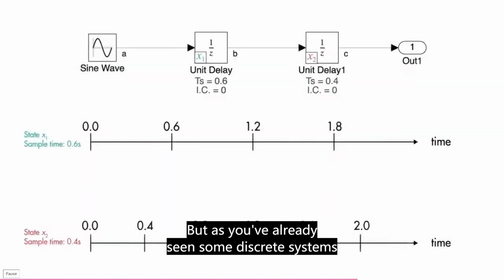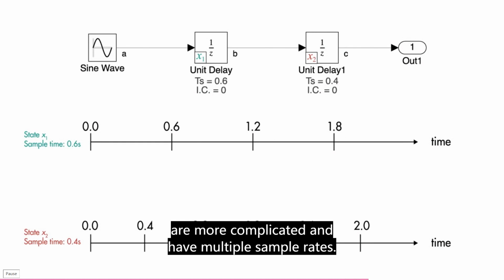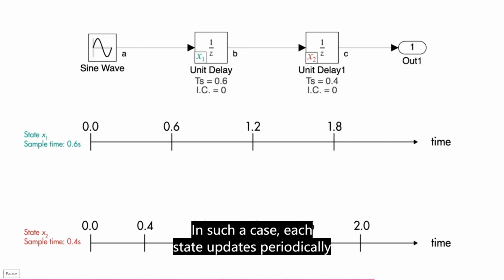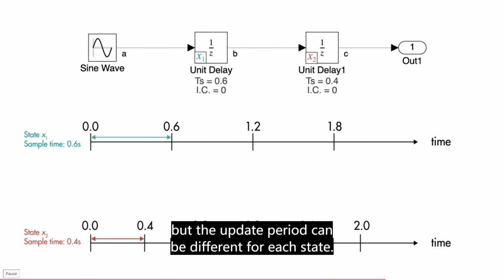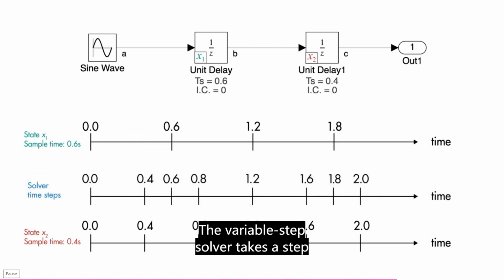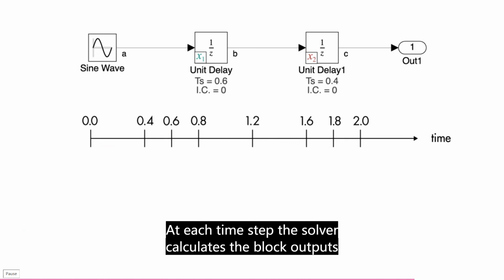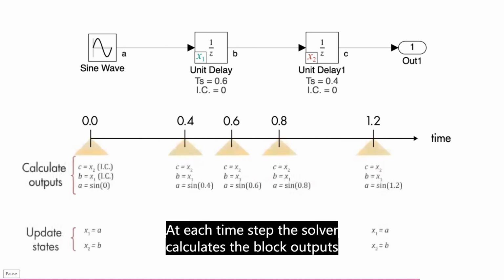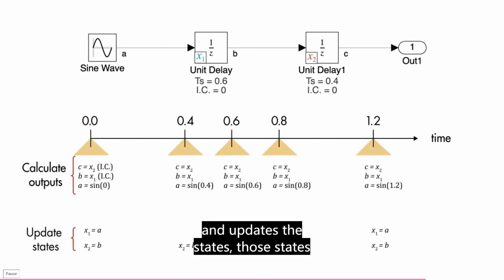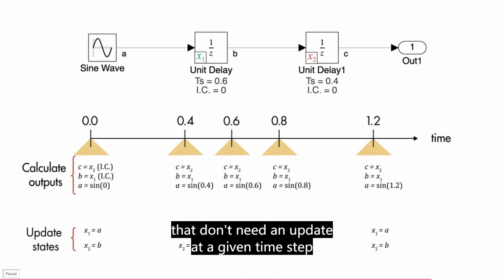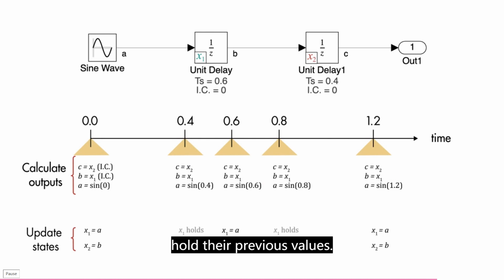But as you've already seen, some discrete systems are more complicated and have multiple sample rates. In such a case, each state updates periodically, but the update period can be different for each state. The variable step solver takes a step whenever any state needs an update, and the solver step size may vary. At each time step, the solver calculates the block outputs and updates the states. Those states that don't need an update at a given time step hold their previous values.